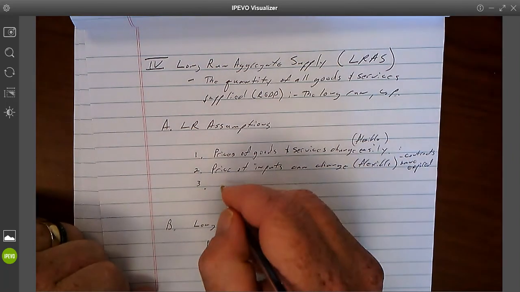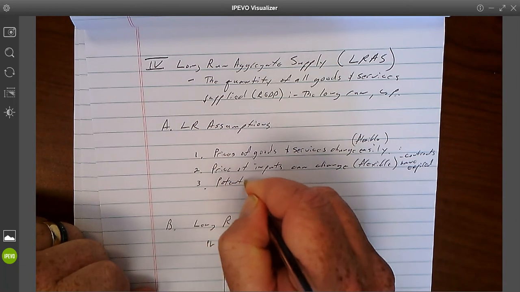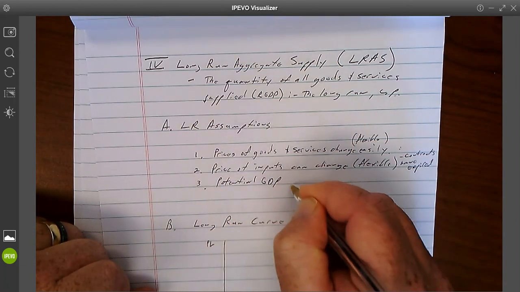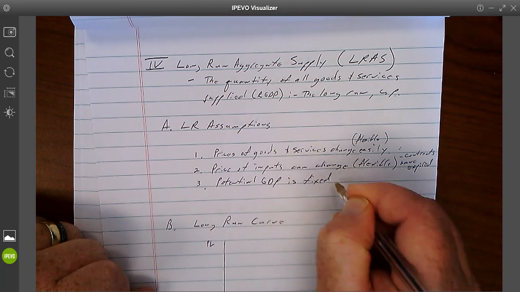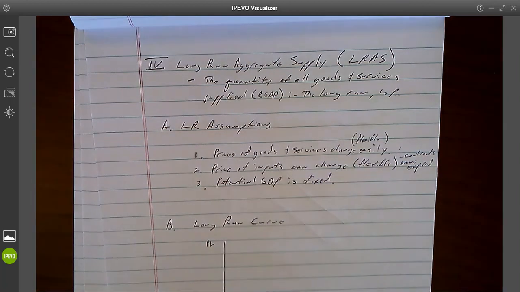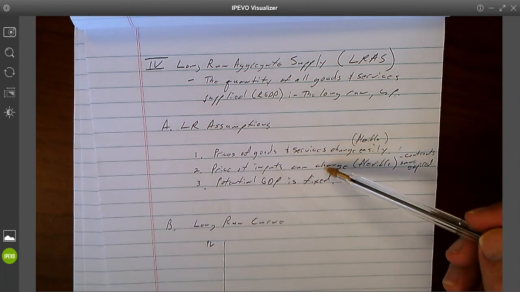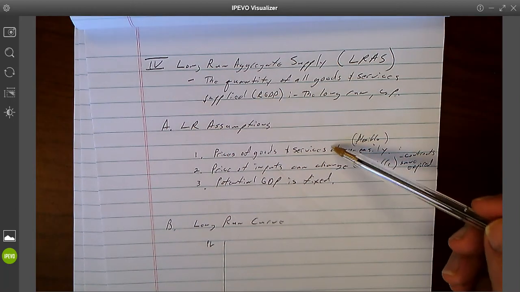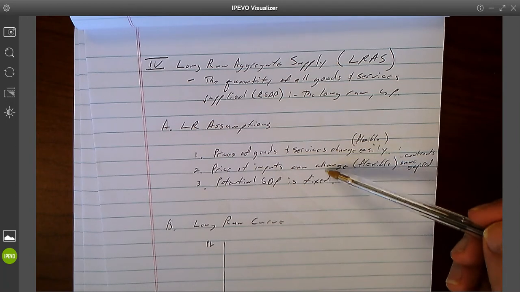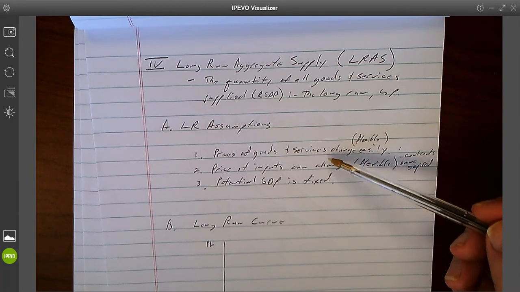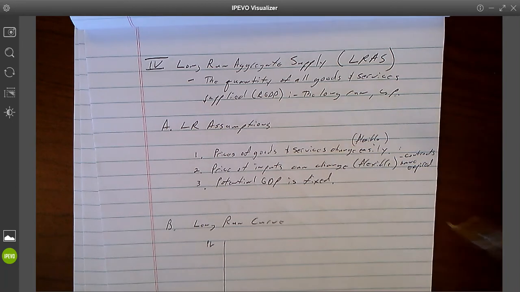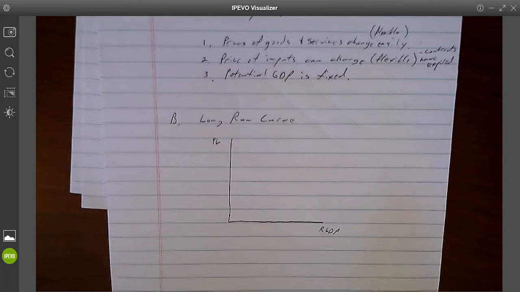Now, we are going to assume that potential GDP is fixed. That's so, again, we can draw the curve. It's just going to mean when potential does change, we're going to need a new long-run aggregate supply curve. But these are the important assumptions that are going to generate our long-run aggregate supply curve. Just like these were the assumptions that generated the positively sloped short-run aggregate supply curve, these are the assumptions that are going to generate what our long-run supply curve looks like.